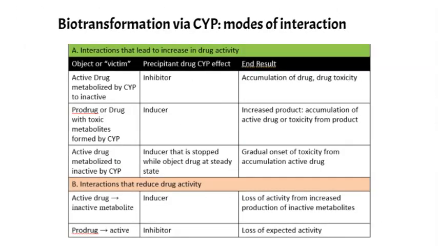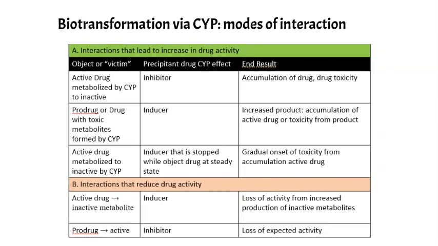This chart sums up most of the possibilities for CYP phase 1 drug interactions. Beneath A, we find interactions that lead to increased activity of the object or victim drug, like caffeine or acetaminophen in the previous examples. If an active drug like caffeine is deactivated by the enzyme, and you inhibit the enzyme, such as with ciprofloxacin, the caffeine will accumulate and you may see toxicity. If an inactive prodrug like codeine or a drug with a toxic metabolite like acetaminophen is combined with an enzyme inducer, for example ethanol, you might see greater activity or you may see toxicity, as in the case of acetaminophen.